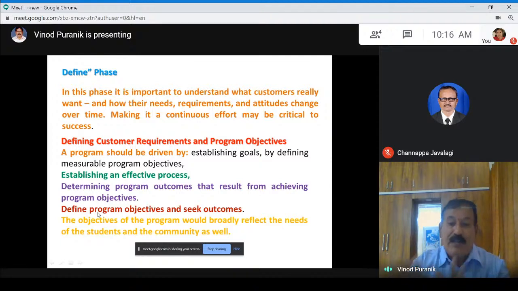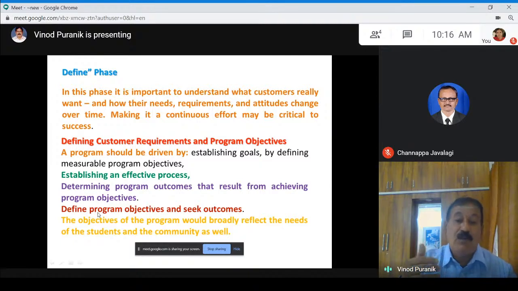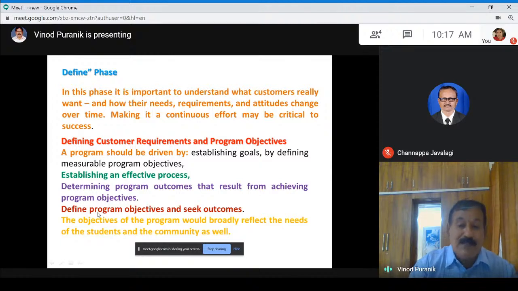So a program should be driven by establishing the goals, by defining the measurable program objectives, then establishing an effective process. The process becomes very important. How you are going to implement the process actually. Then determining the program outcomes that result from achieving the program objectives. So this is very important. These come under the define phase: define program objectives and seek the outcomes. The objectives of the program would broadly reflect the needs of the students and the community as well. See what exactly we need actually.